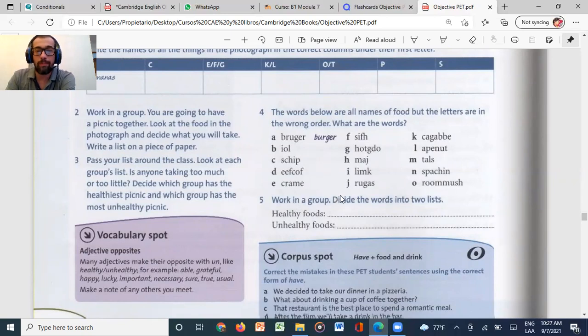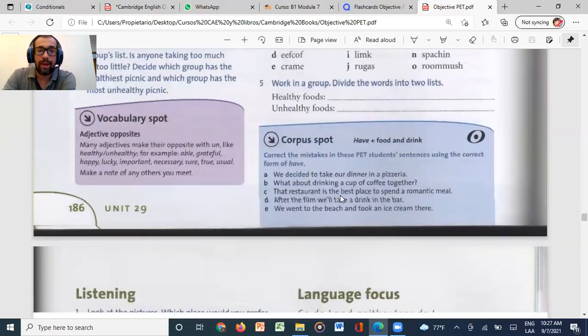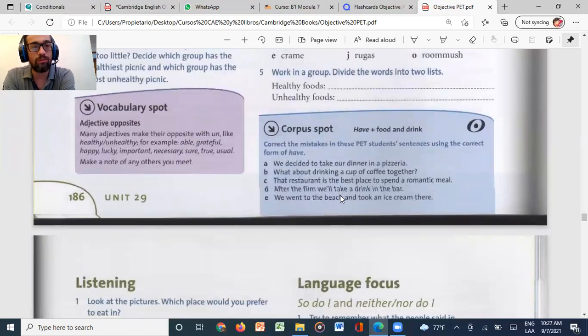Now it says, well, these we're going to be working on together. And the corpus spot is also very important for our grammar. It says, correct the mistakes in these student sentences using the correct form of have. For example, we decided to take our dinner in a pizzeria, right?